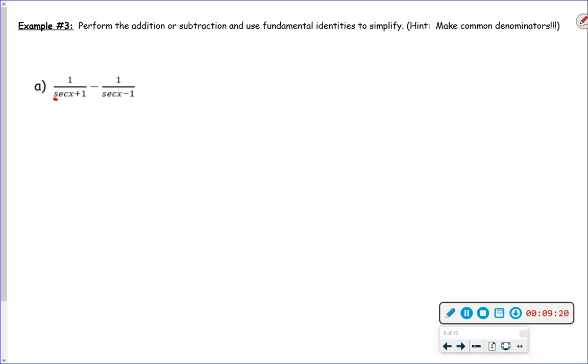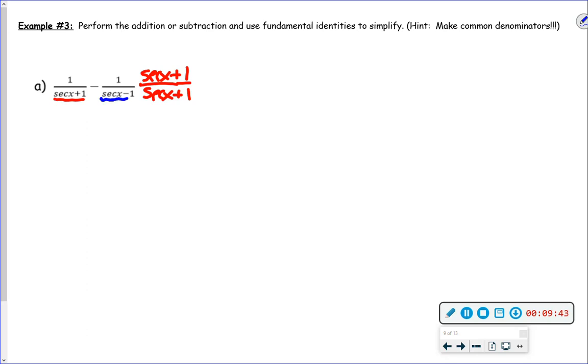So the left has secant plus 1, so I'm going to go ahead and put it on the right. Here we go. Secant plus 1, and I have to put that on the top and bottom, because secant plus 1 over secant plus 1 is a fancy form of 1. I'm not changing the value of the fraction. I'm simply changing the look.